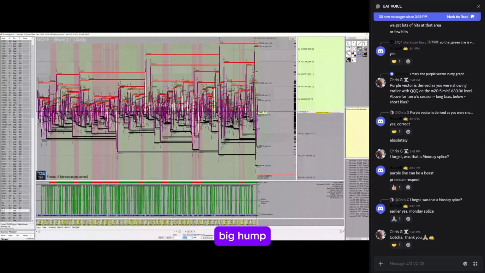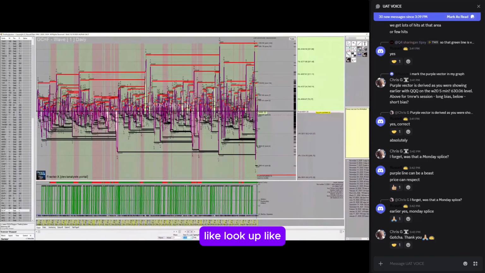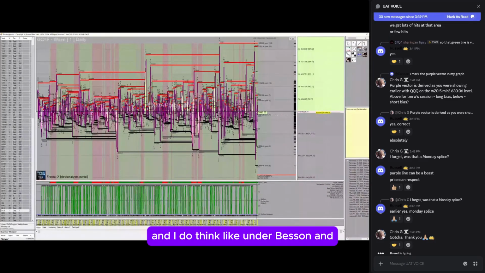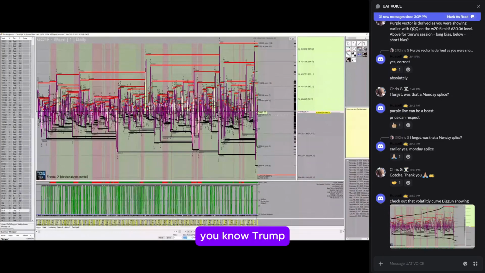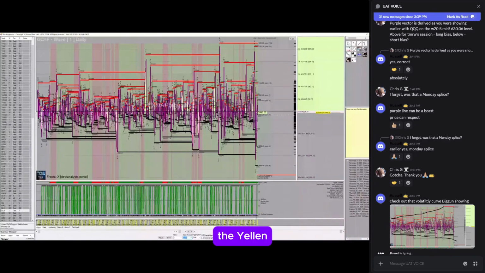We had July as a big hump, but now also a big hump, especially with the government shutdown. You can just look at the math yourself, look up the issuance rate of short-term duration. It's on a very clear trend of increasing, and I do think under Bessent and Trump, I don't think we would expect that to go down. It's almost the Yellen strategy on steroids in a way.